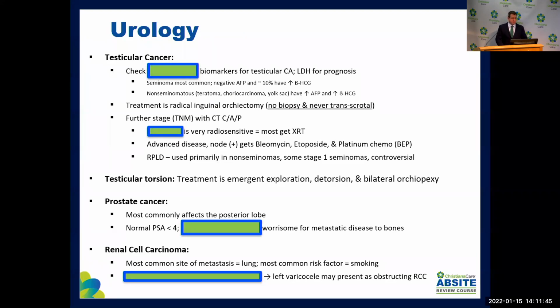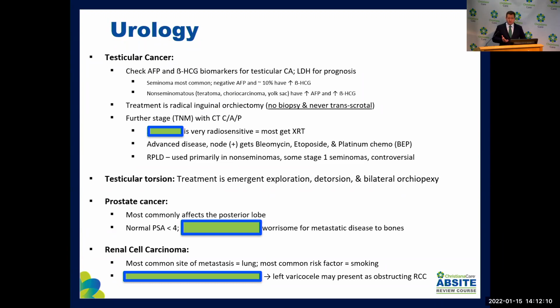Testicular cancer. They really like the pathophysiology here more than anything else. What biomarkers should we test when concerned for testicular cancer? Good. AFP and beta HCG, these are the two. LDH is also significant for prognosis. If you have elevated LDH, it's usually a higher tumor burden, more metastatic disease.